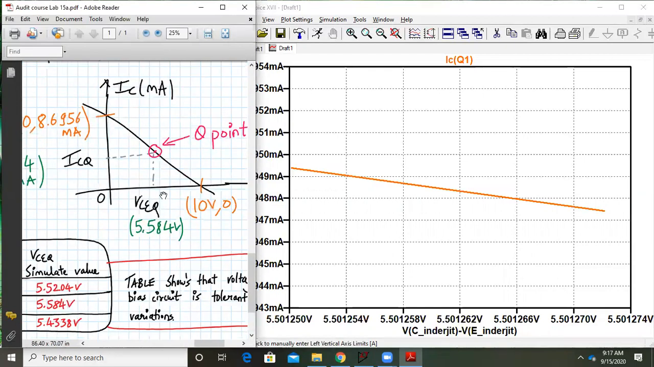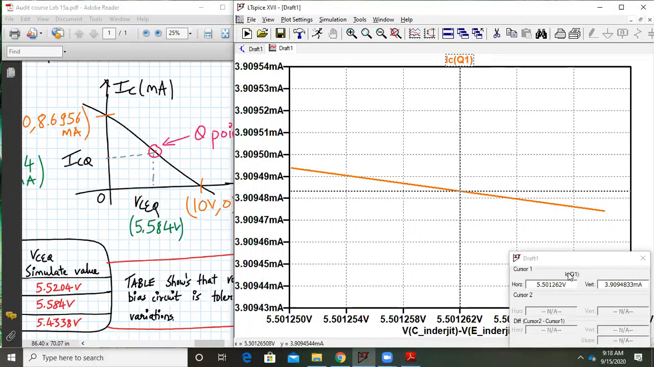It's a very small value, but it's okay. We are getting a part of it basically. We are not plotting the entire value. We are just plotting the part. So that's how we get the Q point value, and that's how we observe it over here.